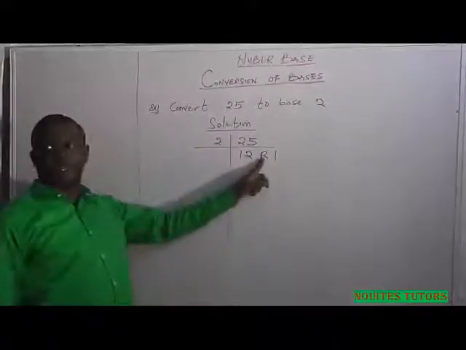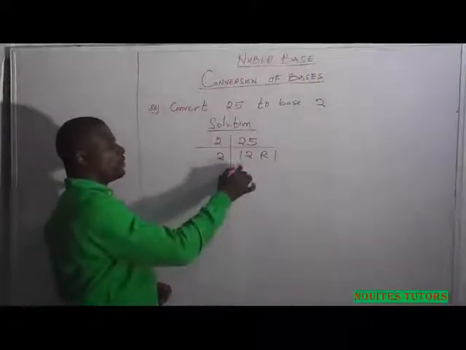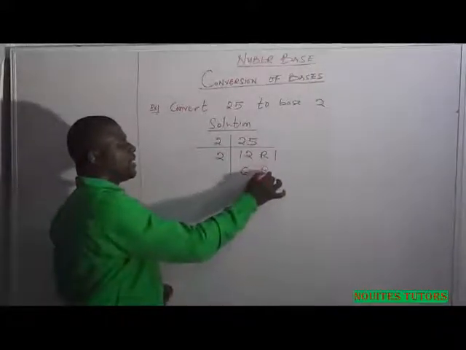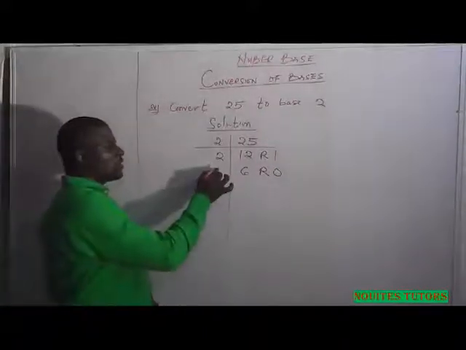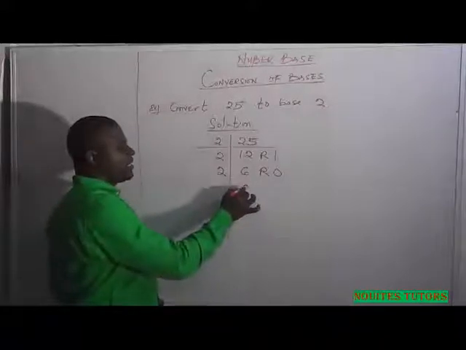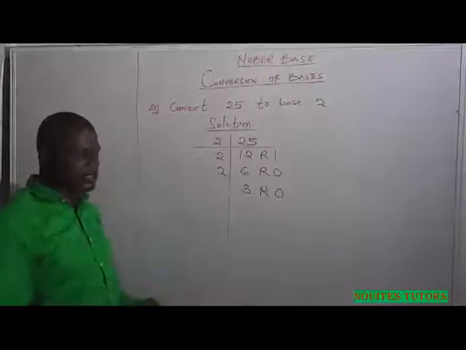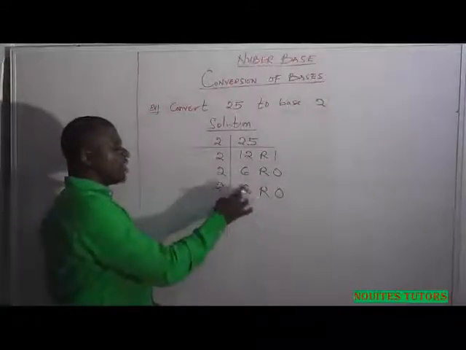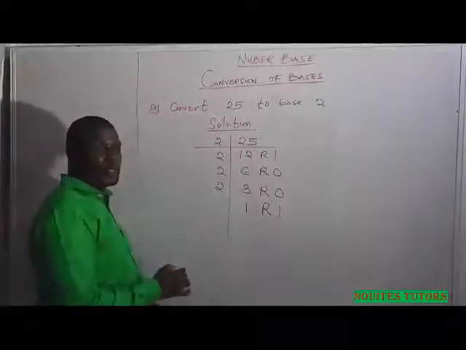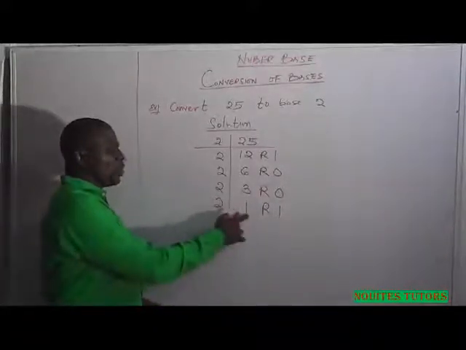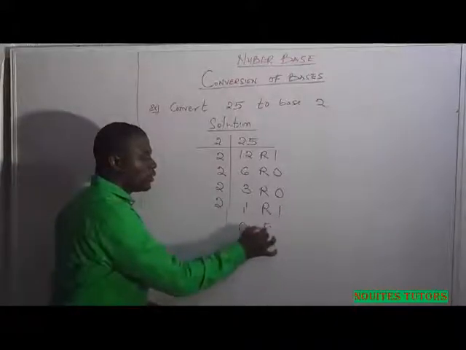This R means remainder. Then I'll say again, 2 in 12 is 6, remaining 0. I hope you are following. Then I'll say 2 again in 6 is 3, remaining 0, because it's remaining nothing. Then 2 in 3 is 1, remainder 1. And then 2 in 1, 2 cannot go in 1, so it is 0. You will just carry the 1, remainder 1.